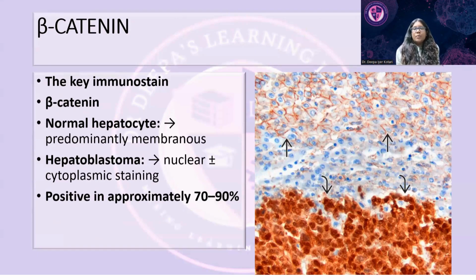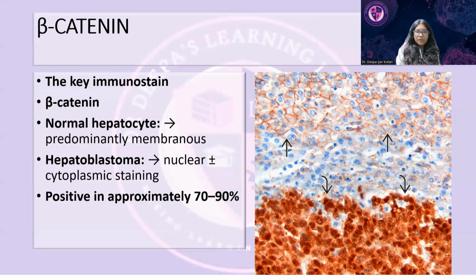Beta-catenin has an importance in hepatoblastoma because it's the single most important immunohistochemical stain that you have to remember for hepatoblastoma. In normal hepatocytes, the beta-catenin is predominantly membranous. This is a contrasting image. On the top, you're able to see that there is a membranous positivity of this IHC. This is the normal hepatocyte. At the bottom, the hepatoblastoma has abnormal nuclear and cytoplasmic staining.